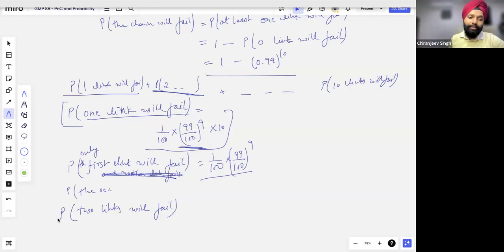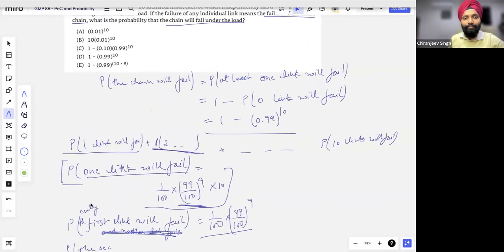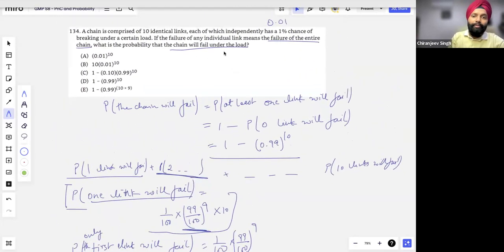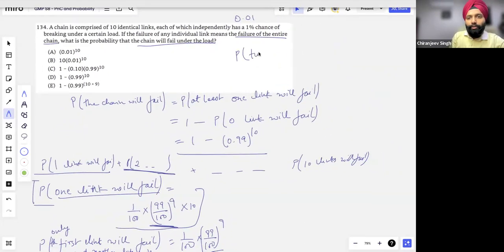So let's talk about the probability that two links will fail. What will be that probability? Same context. So now we are talking about the probability that two links will fail. You can share your answers in the chat window.